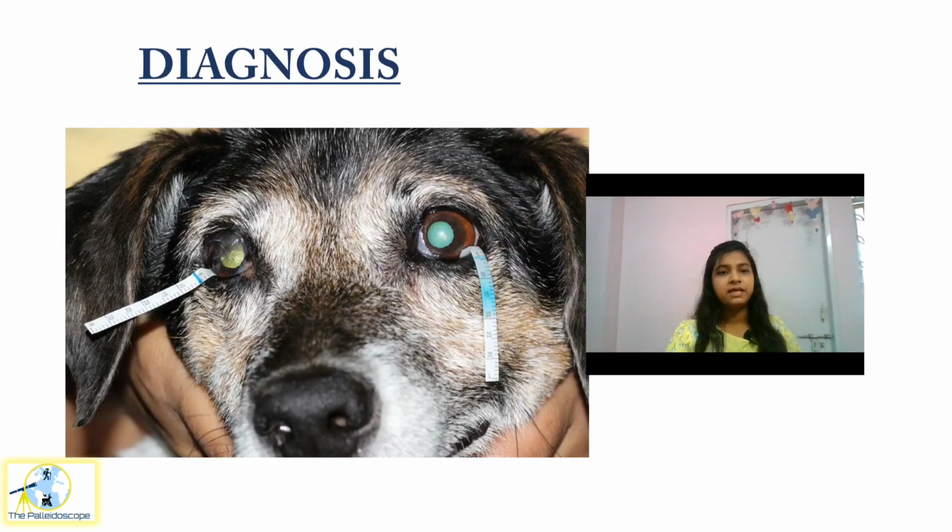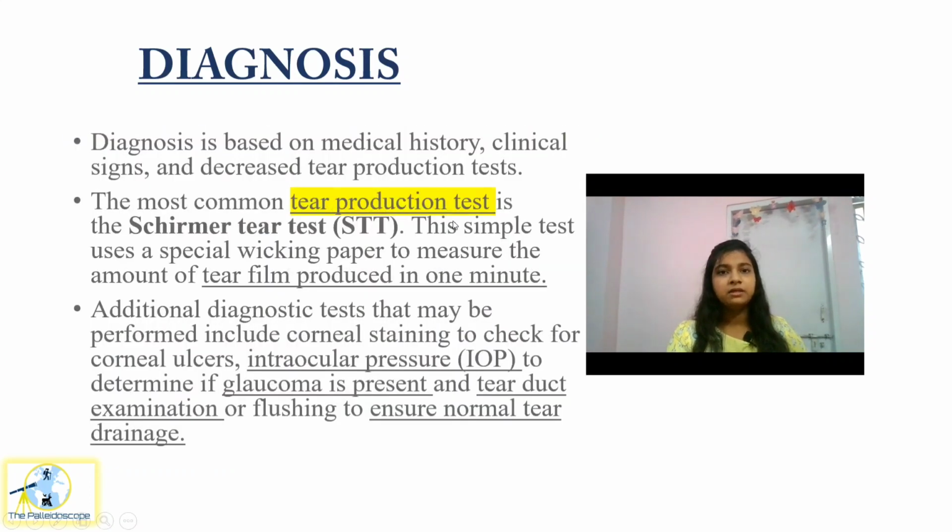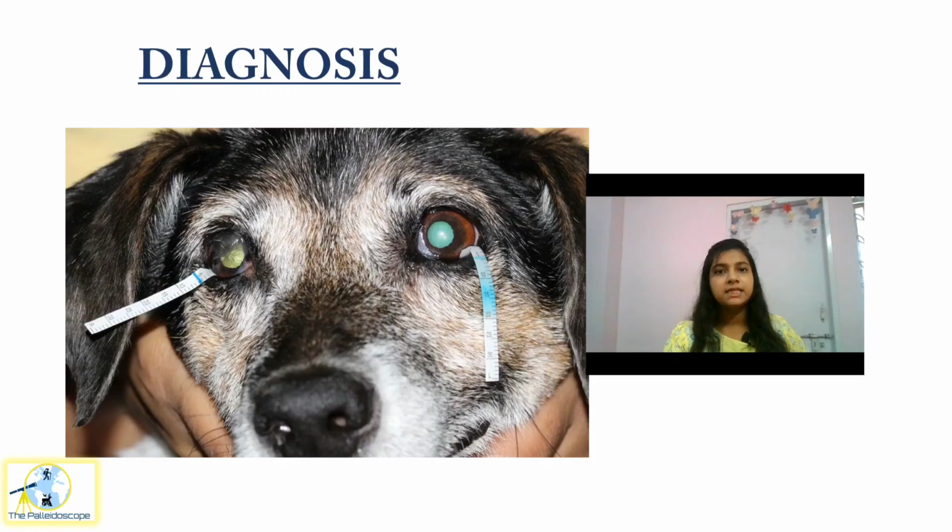So this is the test I was talking about. This tear production test or Schirmer tear test is this test. You can see here only this much tear is being produced in 1 minute, and here you can see. So it is helpful in determining or diagnosing this particular problem in dogs.